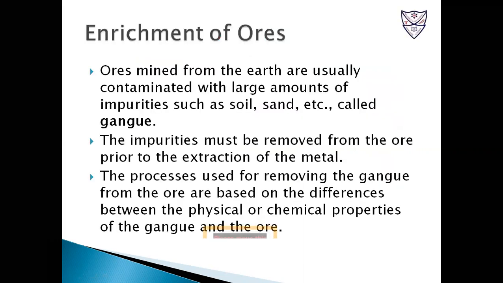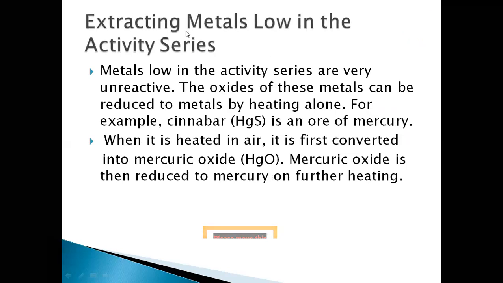Now, about the ores. Ores mined from the earth are usually contaminated with a large amount of impurities such as soil and sand, and that is called gangue. The impurities must be removed from the ore prior to the extraction of the metal. The processes used for removing the gangue from the ore are based on the difference between the physical or chemical properties of the gangue and the ore.